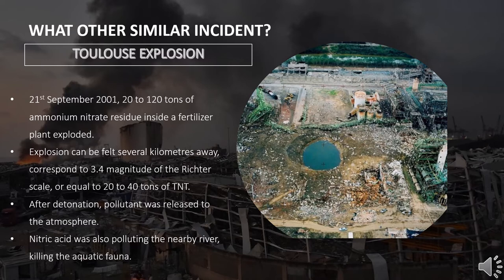Nitric acid was also released into the nearby river as a result of the explosion. The Garonne River was polluted with around 9 tons of ammoniated solutions, which killed the aquatic life. With a high pH in the river, the chemical equilibrium shifts toward a non-ionized form of ammonia, which is highly hazardous to fish.